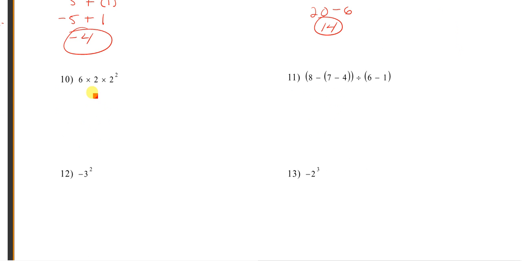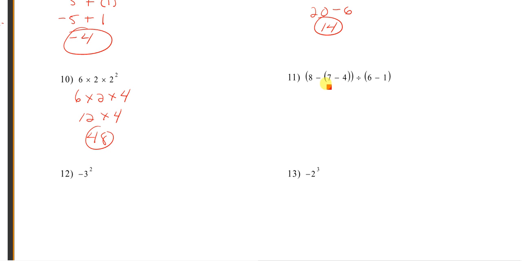Moving to the next one, we have a multiplication, another multiplication, and a squaring. So I'm going to do the squaring first. So that would be 6 times 2. 2 squared is 4. Now I'm going to do the multiplication from left to right. So 6 times 2 is 12 times 4. 12 times 4 then is going to be 48.